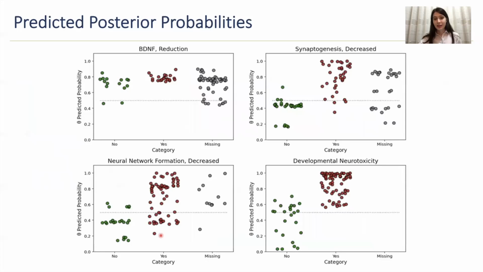Here we see the results of the distributions of the predicted probability for each compound based on the classification of being positive or negative, but also for the compounds that contain missing data, except for DNT, where we didn't have any missing data.